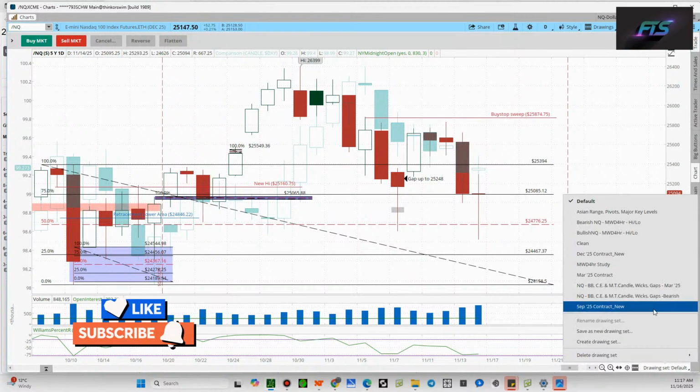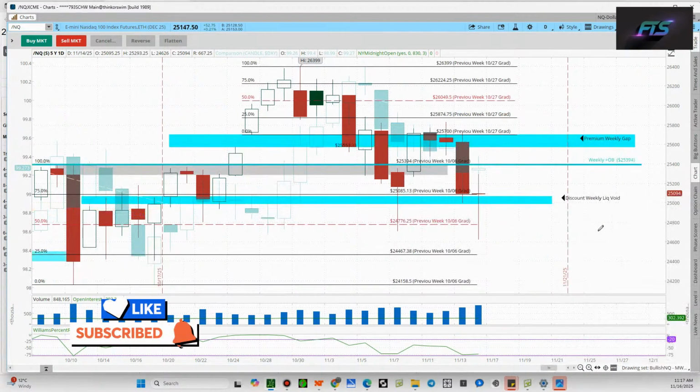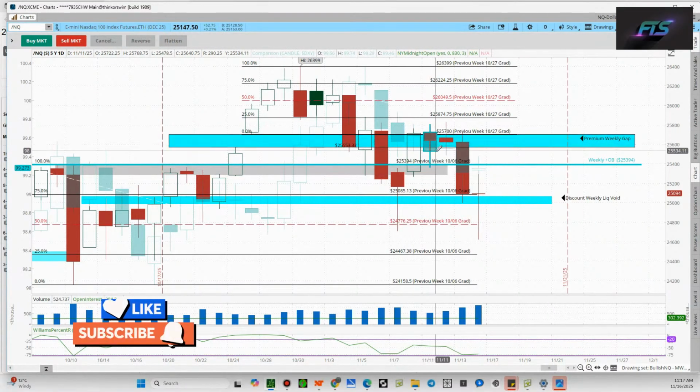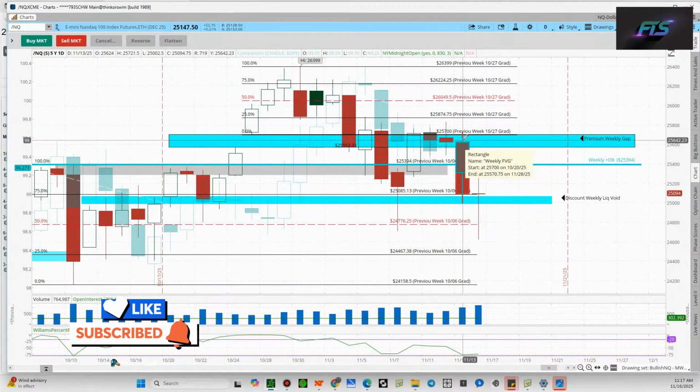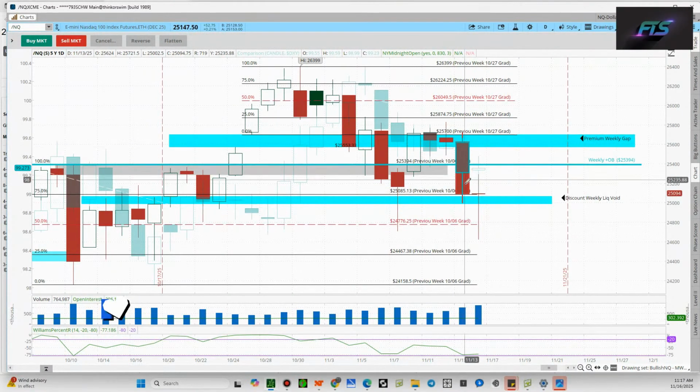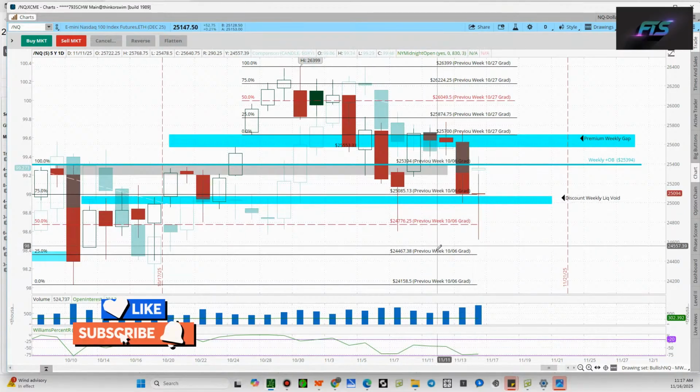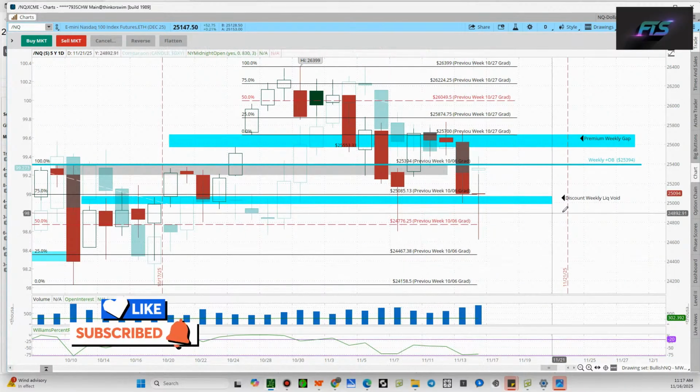So let me take a look at another time frame. This is a premium weekly gap. Price did spend quite a bit of time in that premium weekly gap. It was going in range, and then when it came to Thursday, I believe it was Thursday the 13th, it just sharply dropped. Guess what? The sharp drop went where? Into this discount weekly liquidity void.